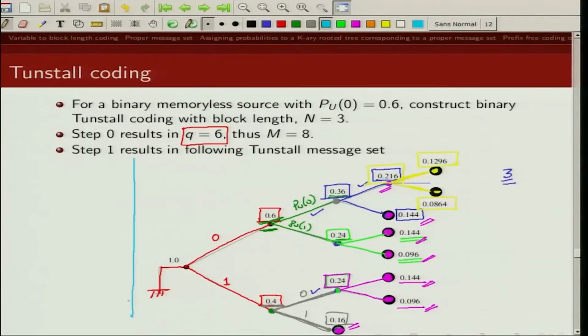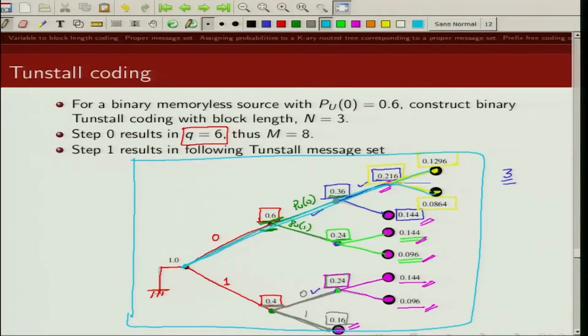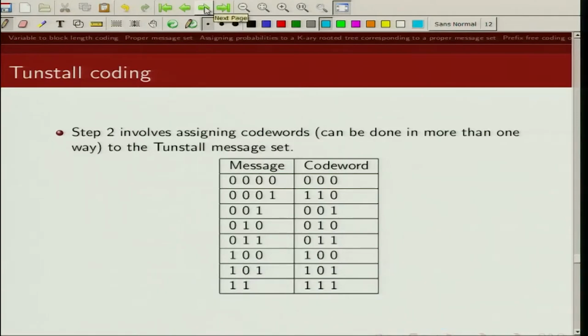So what I have constructed is a proper message set that has m equal to 8 messages, and you can see what those 8 messages are. So one is this one, second one is this one, third one is this one, fourth one is this one, fifth one is this one, sixth, then you have seventh, and these are the 8. Okay. So then I can write out those parsed messages.